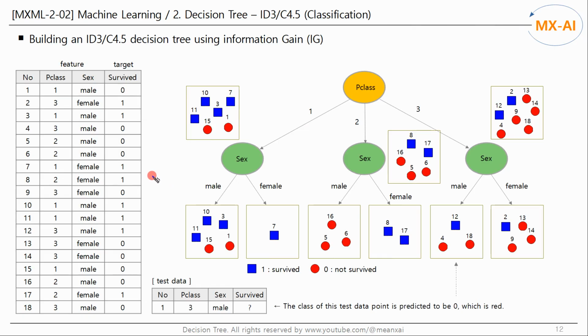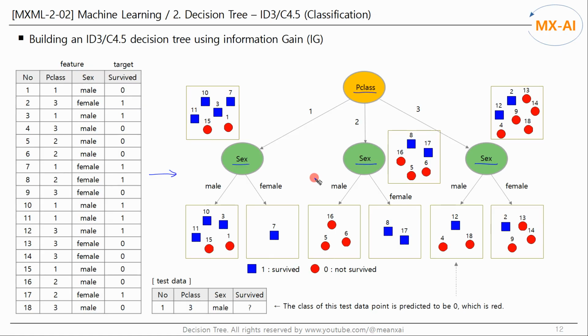Then we can create an ID3 decision tree like this for this dataset. First, split the feature p-class, then split the feature sex. This is the optimal tree with minimum impurity.